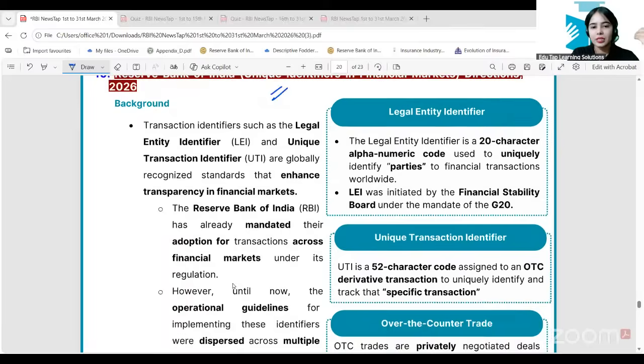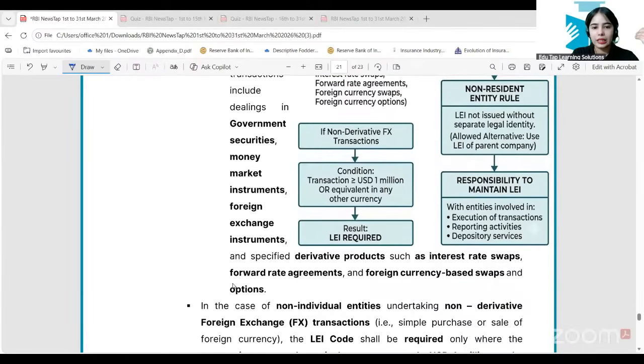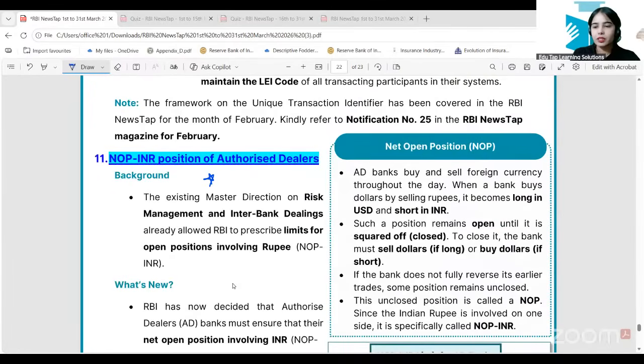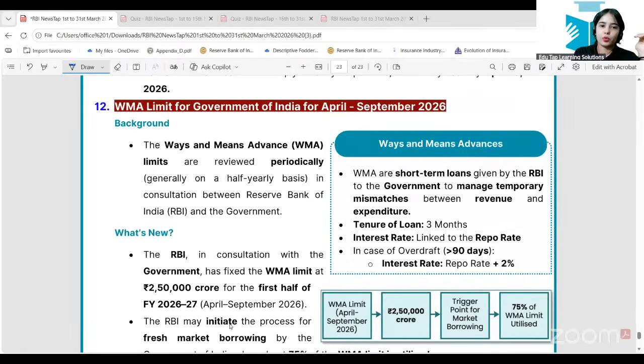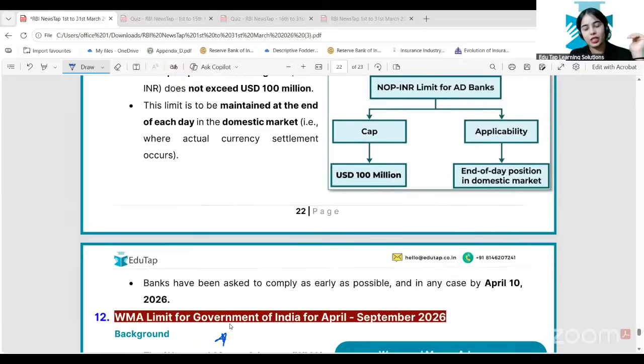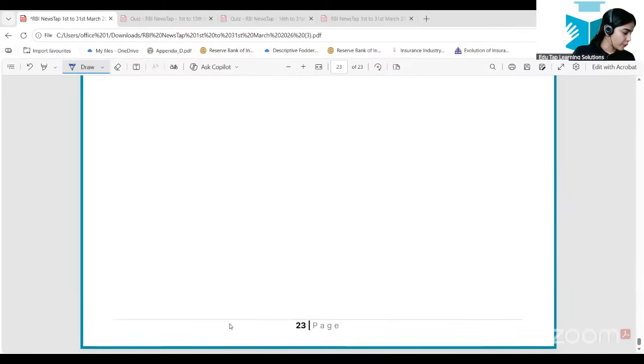Unique identifiers has been completed. This we have discussed in detail. NOP INR, net open position INR, we have discussed this. And the last article was WMA. This has also been done. Chalo. So your document is complete. Any confusion, anyone?